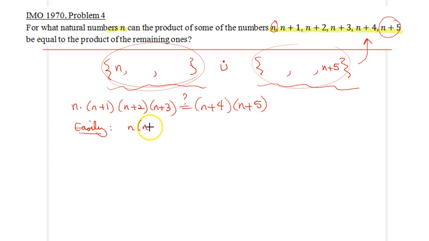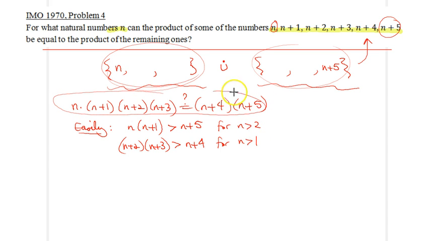One can show that n times n plus 1 is strictly greater than n plus 5, I believe, whenever n is greater than 2, and in a similar way n plus 2 times n plus 3 can easily be shown to be definitely greater than n plus 4, and that one is an even smaller case, for n greater than 1. So it's easy to check the other cases, for n equal to 1 or 2, for instance. It's easy to check that this will never hold.